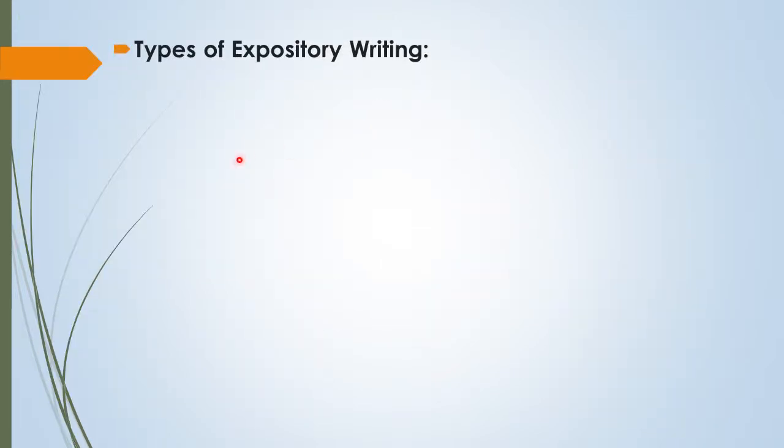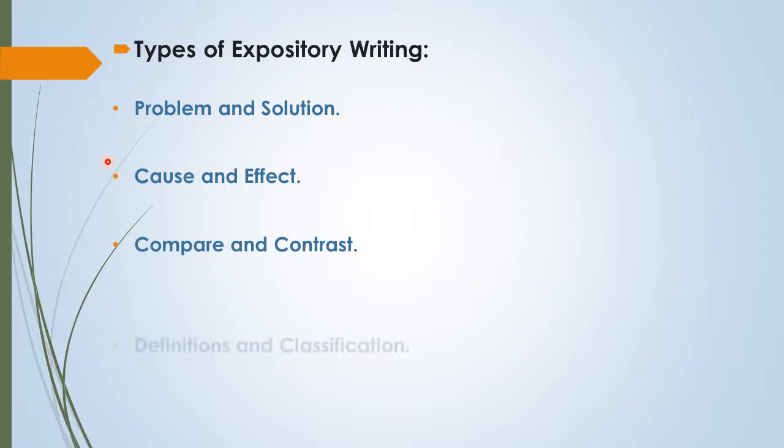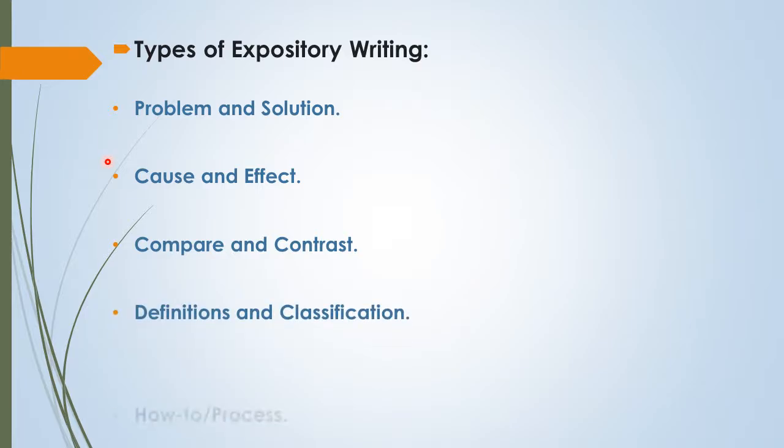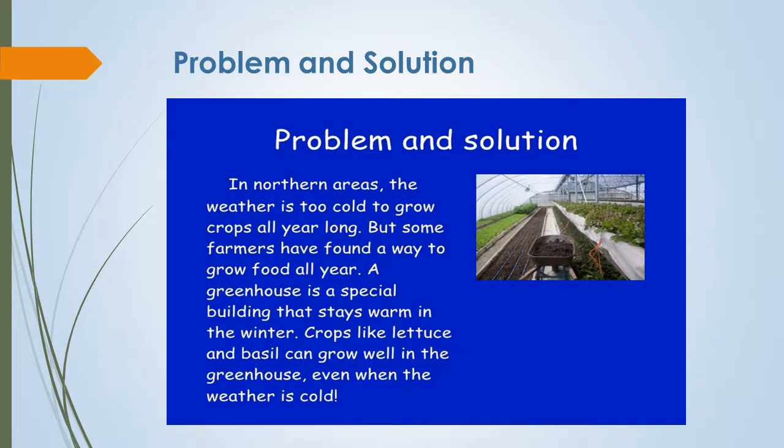Now the types of expository writing. We have problem and solution, cause and effect, compare and contrast, definitions and classification, and how-to or process. In the problem and solution, for example, let's say that they are talking in this paragraph about the northern areas. So the problem in the northern areas is that the weather is too cold, so they cannot grow crops all year long. So the solution was the greenhouse. So this topic about the problem and solution could be a type of expository writing.